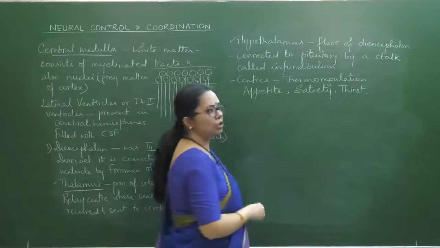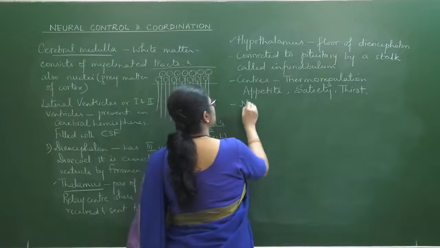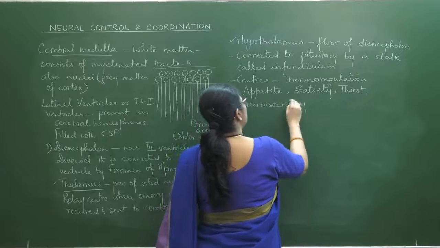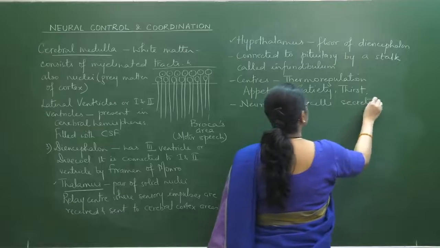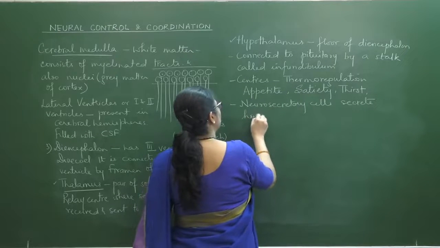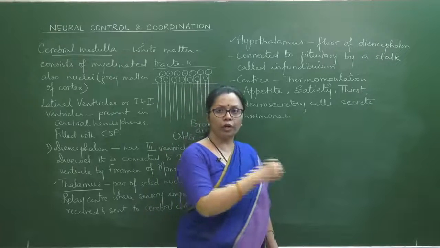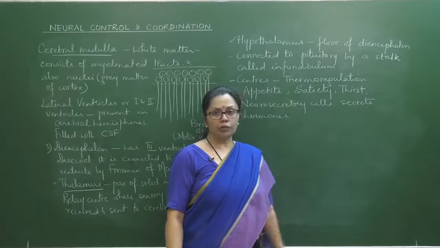These centers, you see, are all in the hypothalamus. Apart from that, the hypothalamus has neurosecretory cells. Neurosecretory cells secrete hormones. So there are a number of hormones associated with the hypothalamus. We'll be doing a long list when we take up the chemical coordination chapter. So this was about diencephalon.